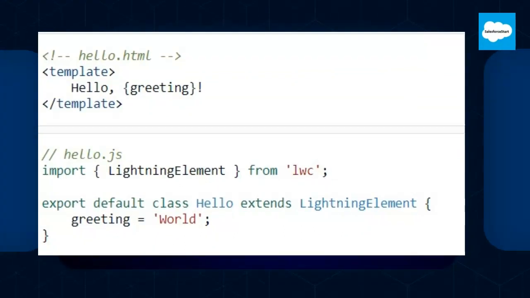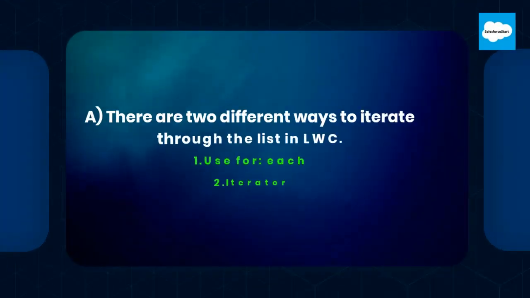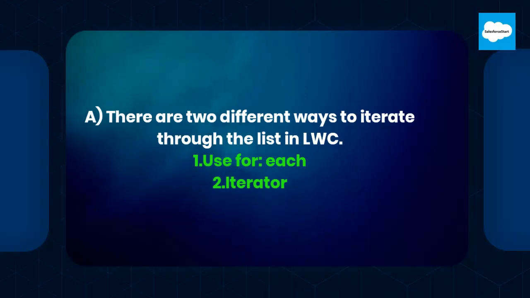Question number 5. How to iterate through a list in LWC? There are 2 different ways to iterate through a list in LWC. 1. Use for:each. 2. Iterator.